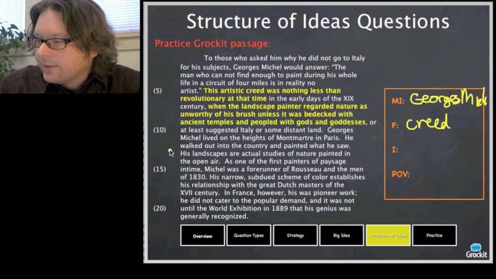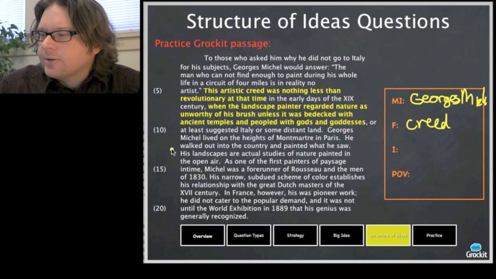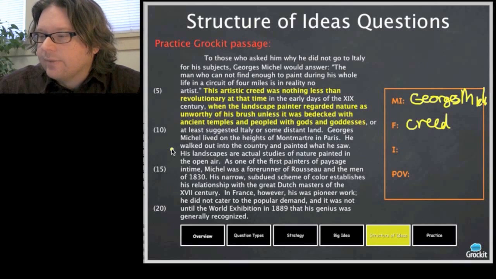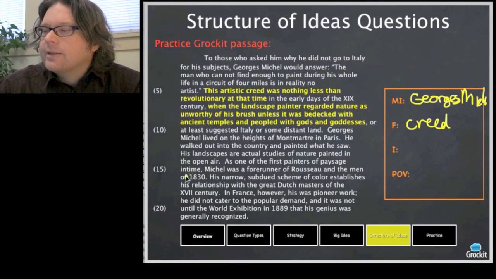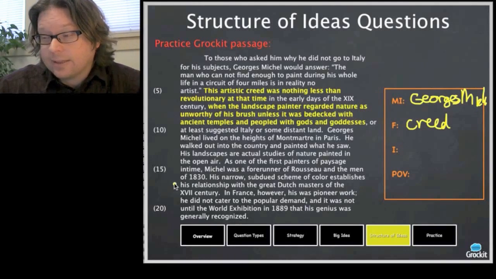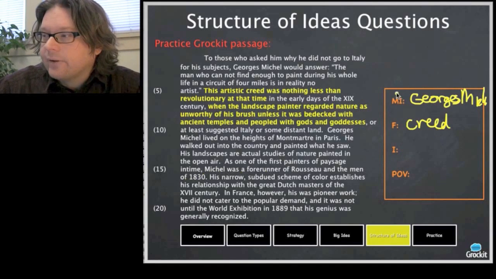As one of the first painters of paysage intime, Michel was a forerunner of Rousseau and the men of 1830. His narrow, subdued scheme of color establishes his relationship with the great Dutch masters of the 17th century. In France, however, his was pioneer work. He did not cater to the popular demand, and it was not until the World Exhibition in 1889 that his genius was generally recognized.